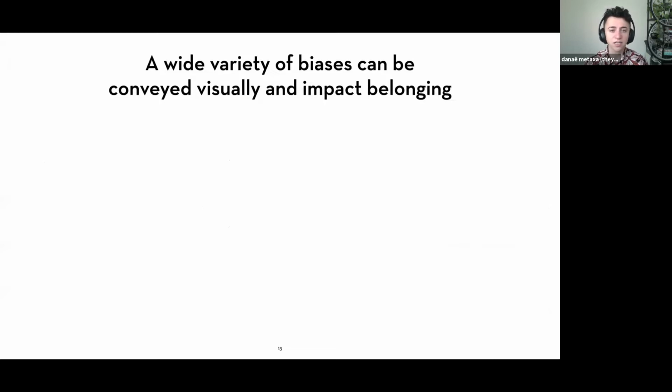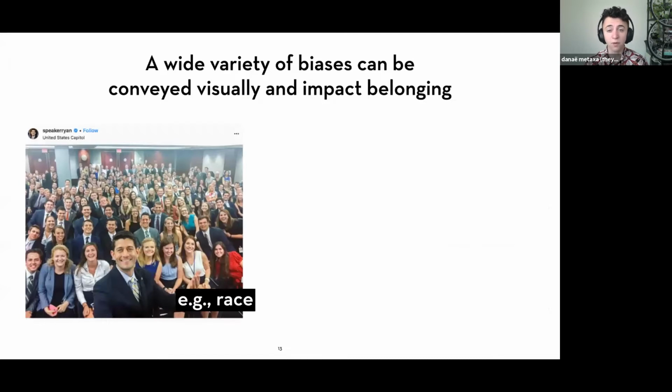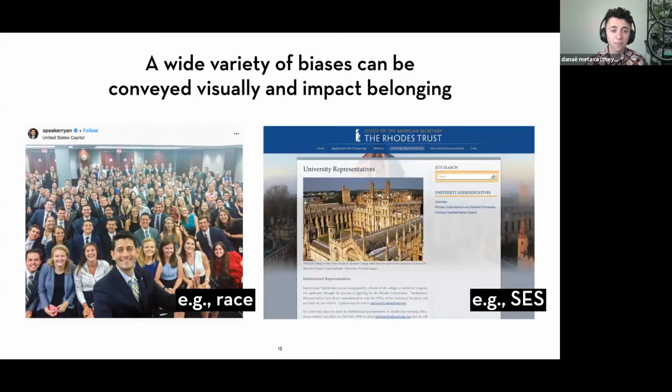So you could consider, for instance, the effect of an image like this one of Paul Ryan's interns when he was Speaker of the House on, say, a young person of color who wants to enter government and whether they see themselves represented in that image. Or maybe this grandiose image from the Rhodes Scholarship website and the effect that that could have on a promising student of lower socioeconomic status who's never stepped foot at a place like Oxford, and that student's sense of belonging in a community like the Rhodes Scholars. Visual cues in online systems can have unanticipated and unintended consequences on users across a range of dimensions.